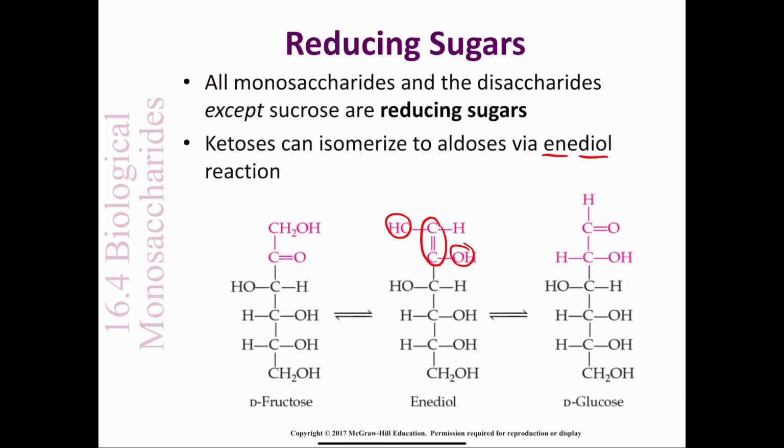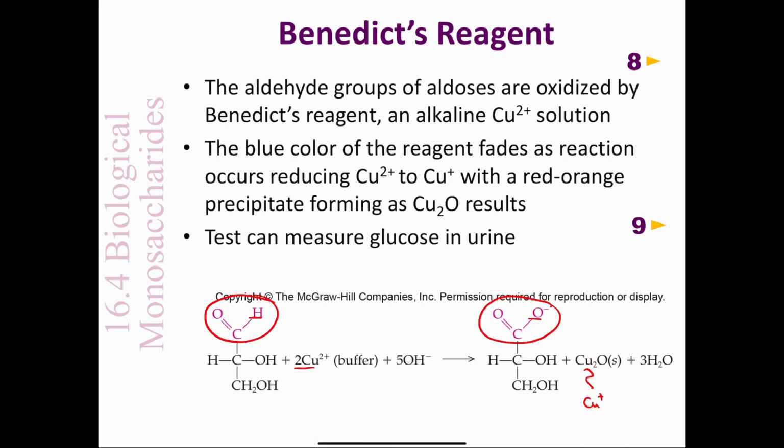Because of this ene-diol reaction, ketoses are also able to react with Benedict's reagent, which is basic. Because the metal ions in the solution are reduced, the sugars are serving as reducing agents and are called reducing sugars. Again, all monosaccharides and all the common disaccharides except sucrose are reducing sugars. For many years, the Benedict's reagent was used to test for glucosuria, the presence of excess glucose in the urine.